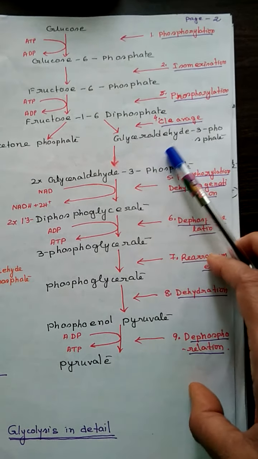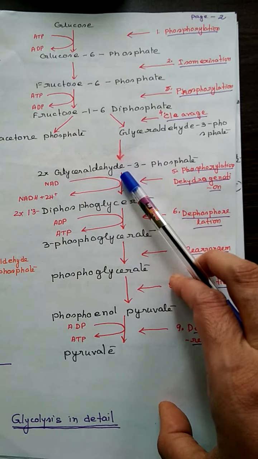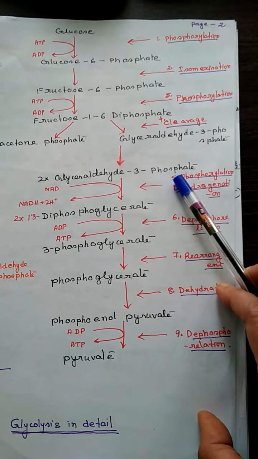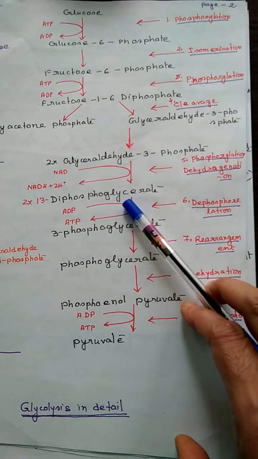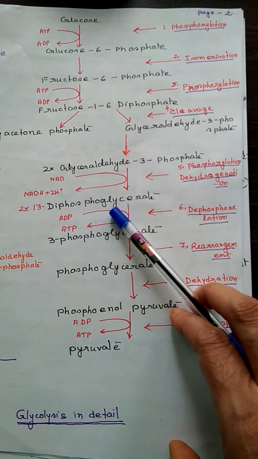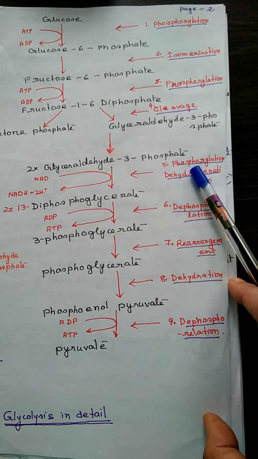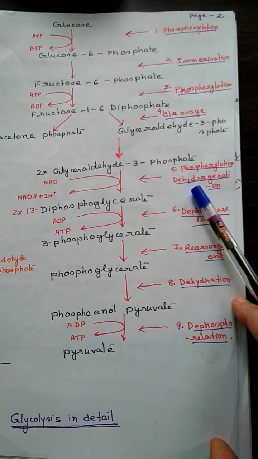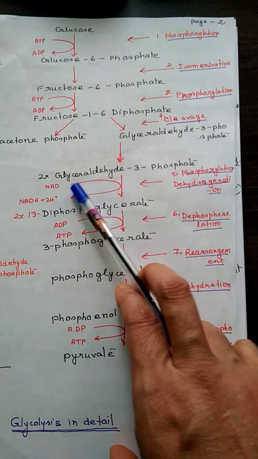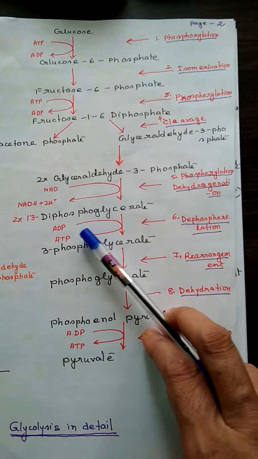Now from this, glyceraldehyde 3-phosphate, that one is 2 molecules. That one is converted into 1,3-diphosphoglycerate, and that is known as phosphorylation or dehydrogenation. In case of phosphorylation, NAD is converted into NADH. Okay.